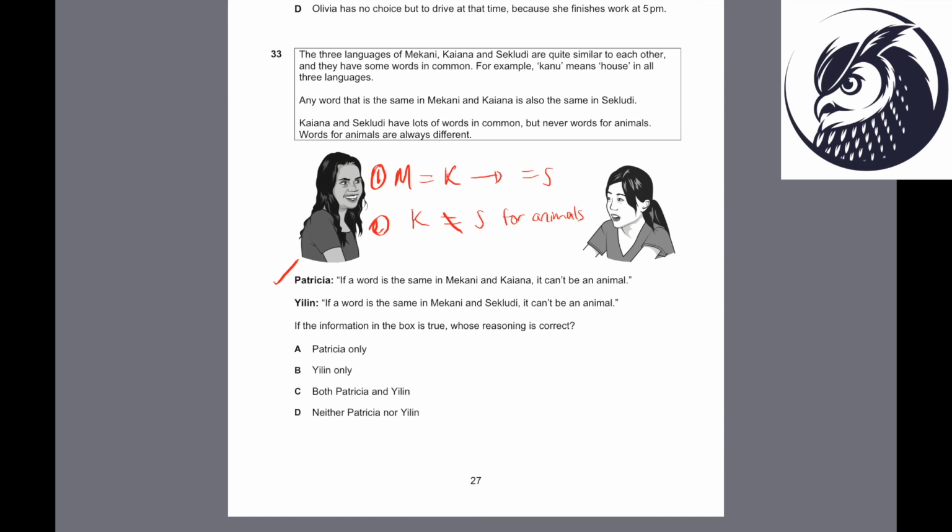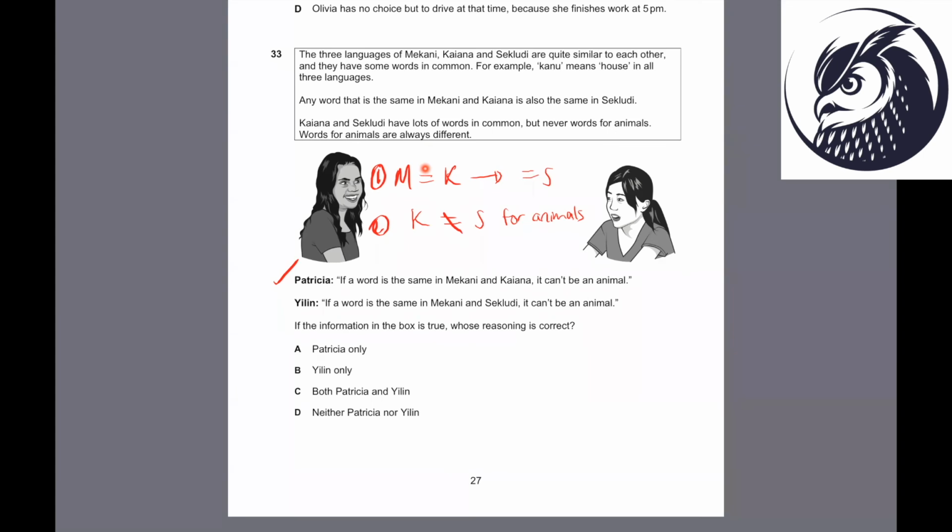So the issue with Yilin's statement is she's comparing words between Mekani and Sakludi, and you can see none of these conditions actually show a direct correlation between M and S. We have a condition for K and S, and we have a condition for M and K, which then leads to S. But there's nothing actually directly connecting M and S. So we can't actually say if Yilin's statement would be correct because we don't have any information about whether any word in Mekani and Sakludi can be the same for an animal, or if it can't be for an animal.